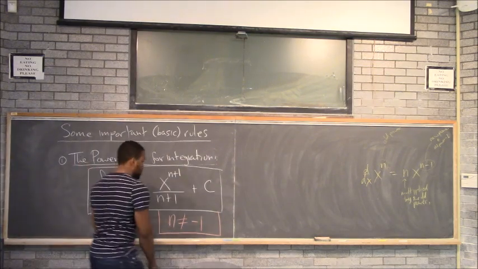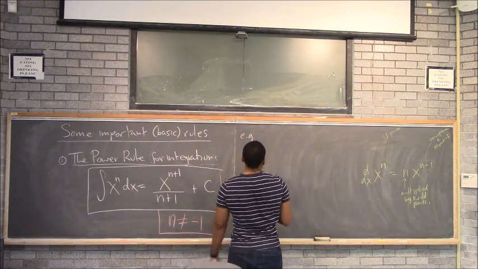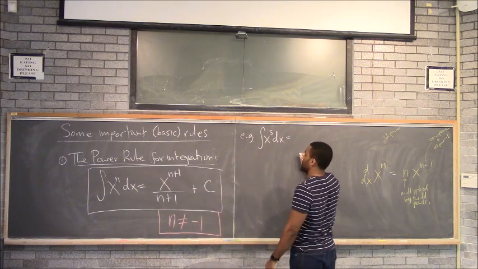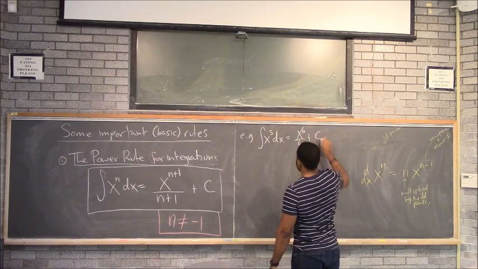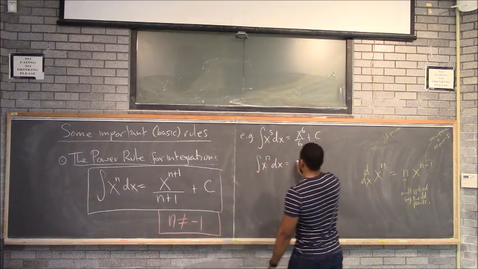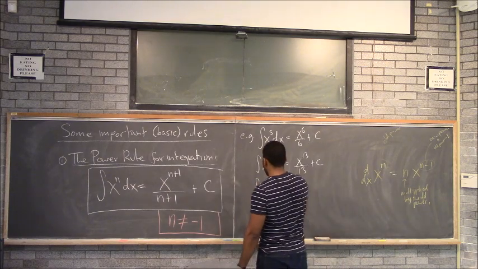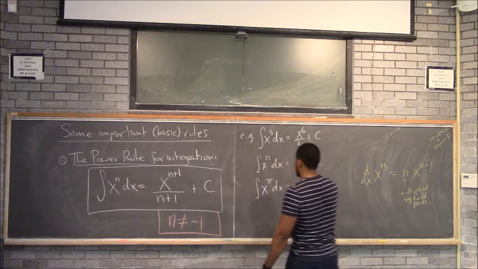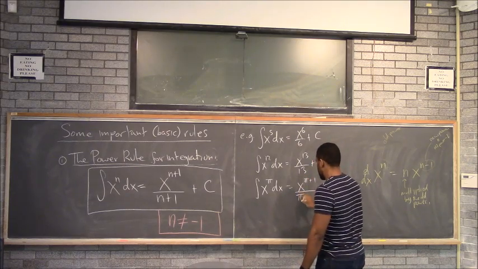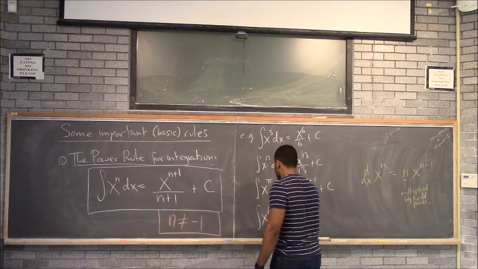So, for example, where I saw the integral of x squared, if I ask the integral of x to the 5th, what is that? x to the 6 over 6 plus c. Integral of x to the 12, x to the 13 over 13 plus c. Okay, integral of x to the pi. Integral of x to the square root of 2.